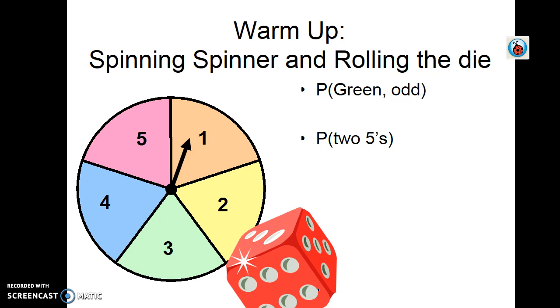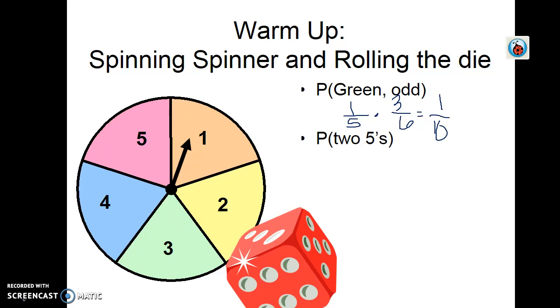So let's try this one. Now this spinner has 5 equal size slices, and then we're going to roll a die. So what's the probability I'm going to get green on the spinner and an odd number on the die? Well, green, only 1 of these 5 are green. And how many numbers on the die are odd? 3 out of 6. So the probability is, that's right, 1/10. Now you might say, wait, Mrs. Bowers, that was 3/30. Well, I simplified it, so it's 1/10 or 10%.